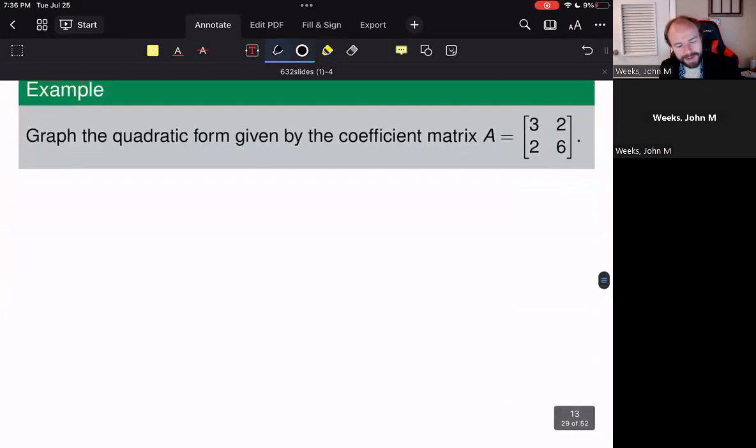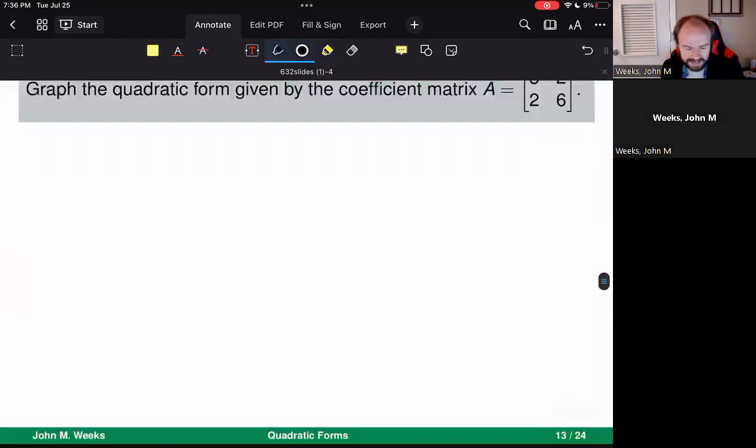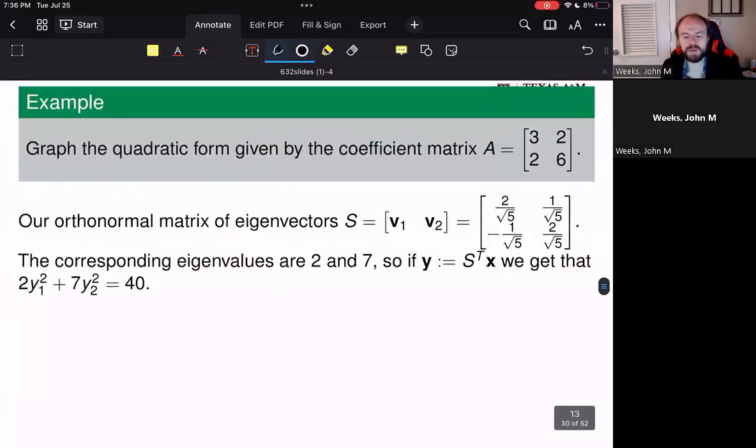So we can keep going. We can graph these quadratic forms given by these coefficient matrices. Let's graph the one given by 3, 2, 2, 6, and let's see how this sort of thing looks. We start by finding its orthonormal matrix of eigenvectors, perhaps.